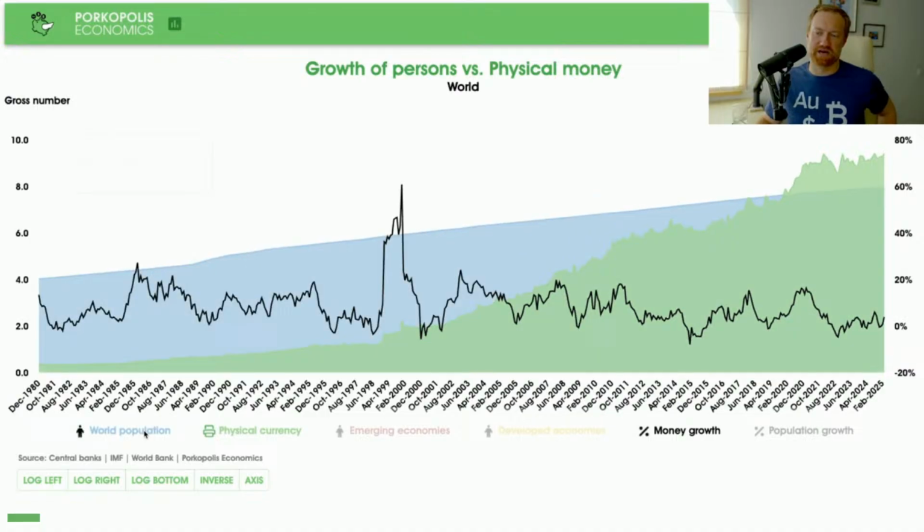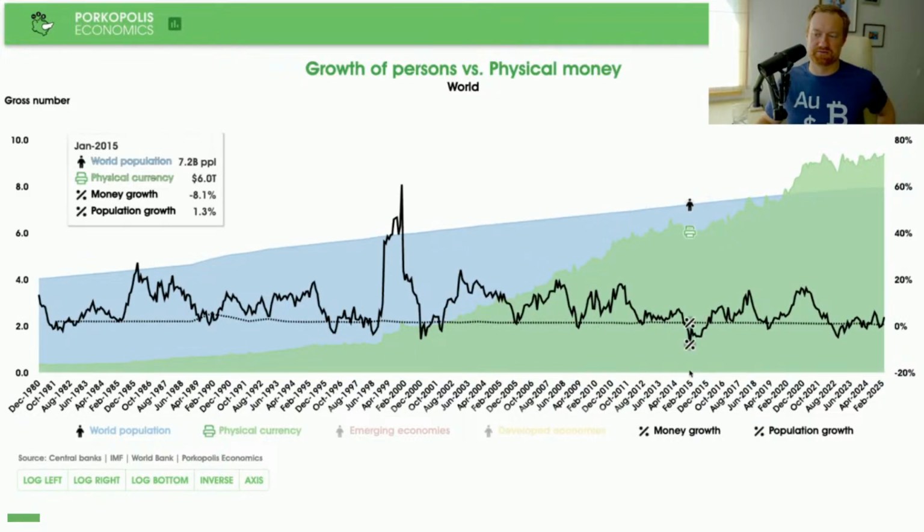Now let's put people back on. All right. And let's put the population growth rate. Notice how this smooths out because it's so much smaller. And we can start to draw some conclusions about how, if we have a few basic assumptions about supply and demand, we can reach a conclusion about the purchasing power of money.